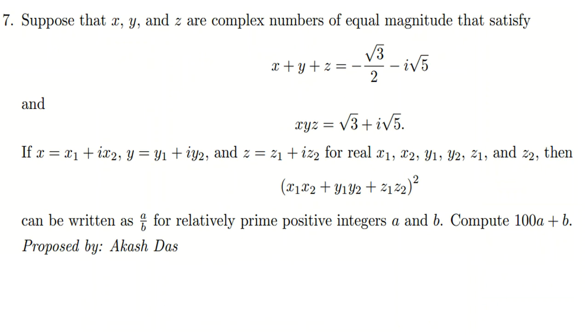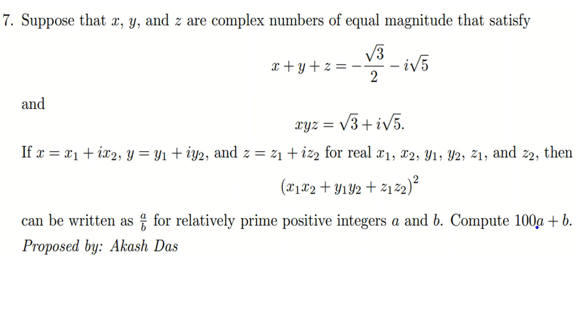Okay, let's start to solve this problem. Suppose that x, y, and z are complex numbers of equal magnitude that satisfy x plus y plus z equals negative root 3 over 2 minus i root 5. And if x equals x1 plus i x2, y equals y1 plus i y2, and z equals z1 plus i z2, for real numbers x1, x2, y1, y2, z1, and z2, then what is (x1 x2 plus y1 y2 plus z1 z2) squared? It can be written as a over b for relatively prime positive integers a and b.